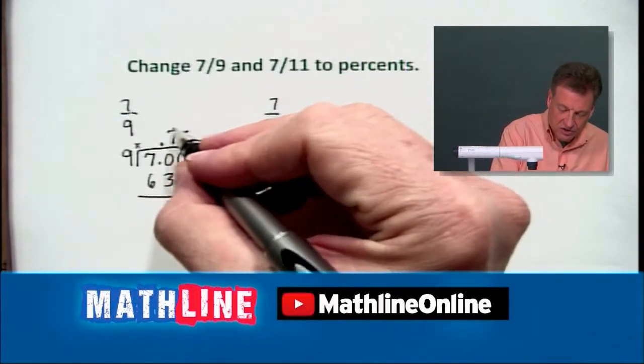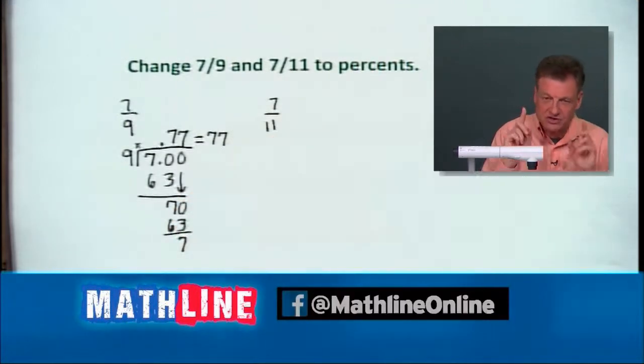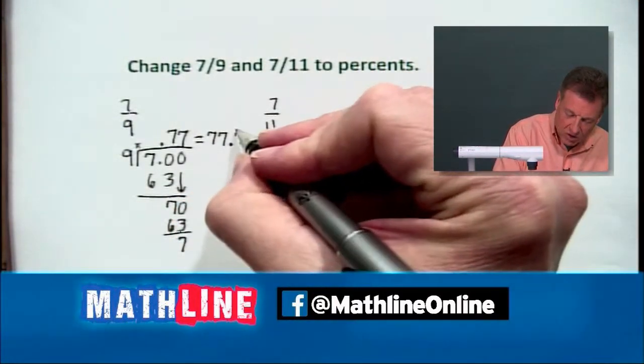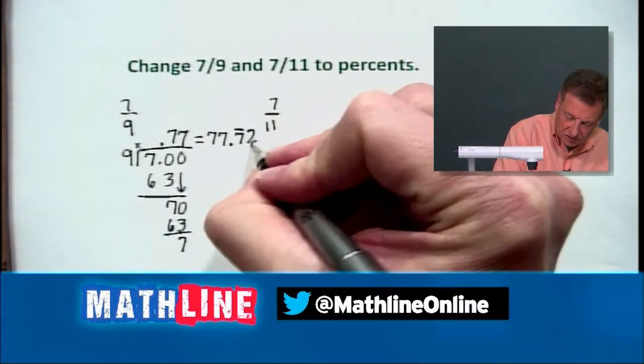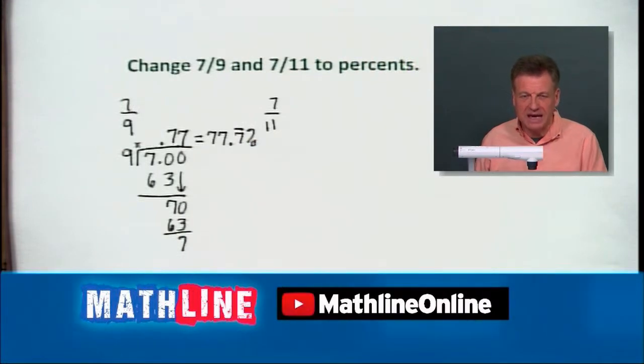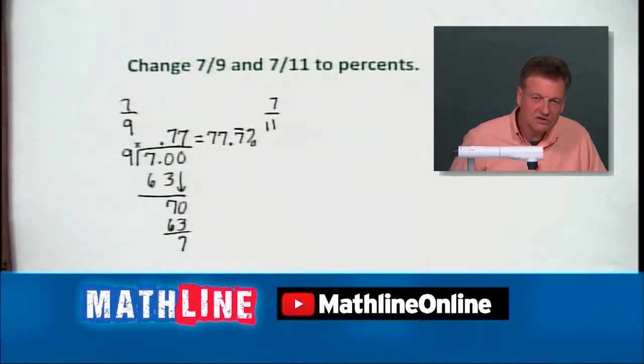So what we're going to do is change this to 77, but not just leave it 77%. We're going to put a decimal, put a 7, and put a bar over it, because that tells me that little 7 is going to keep repeating and repeating. How about that? And you say, well, wow, Ernie, that's kind of a touchy little situation.